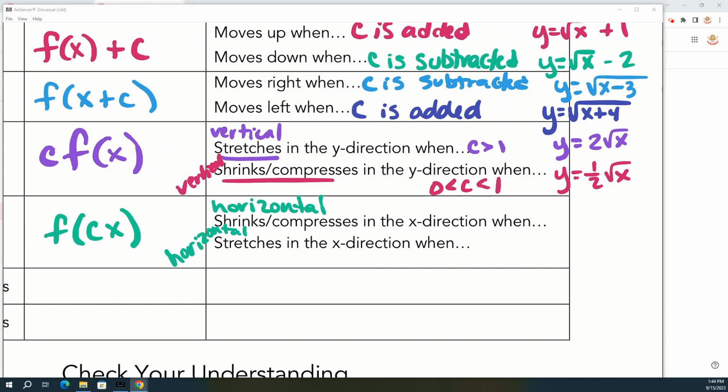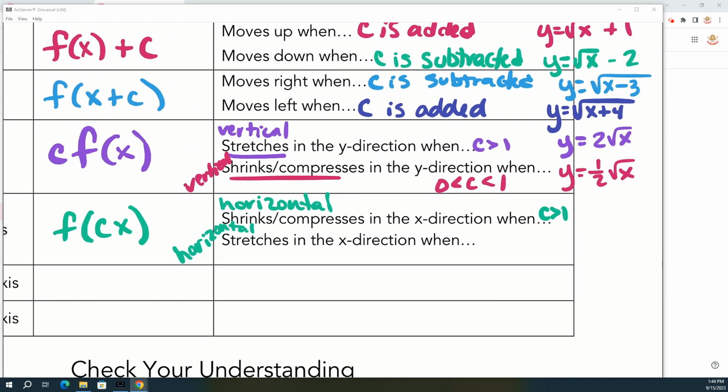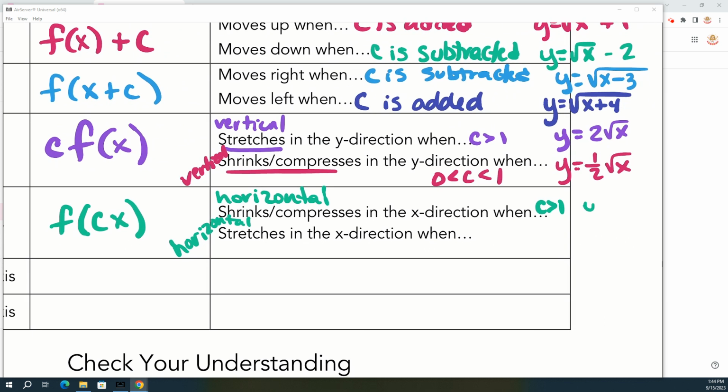And don't forget that the inside lies to you. And so it's going to be opposite of what you think. So if you made it to the slide where you had to stretch it horizontally, you probably figured this out. But the horizontal shrink is going to happen with the bigger numbers, when C is greater than 1. That's going to make it narrower. And the horizontal stretch is going to happen when that number you're multiplying by is between 0 and 1.